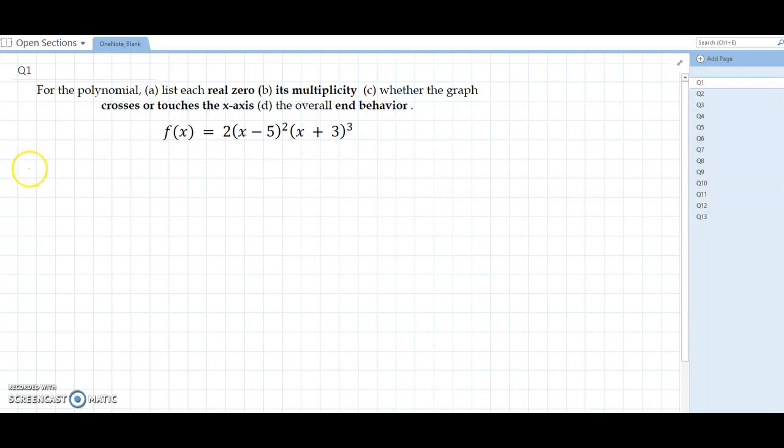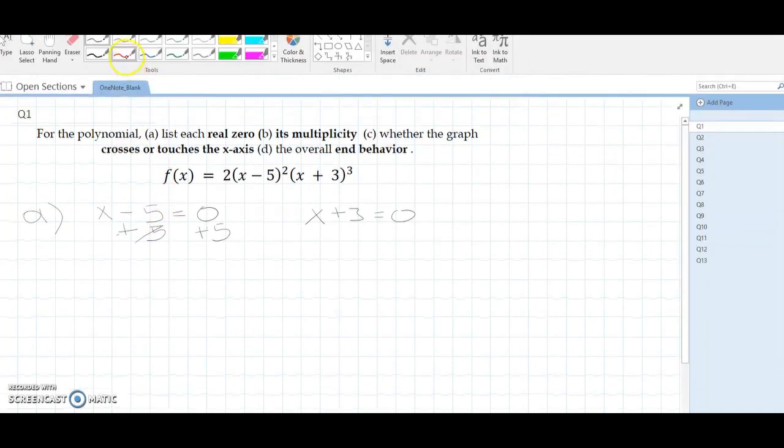In order to find the real zeros, we have to set every parenthesis equal to 0. x minus 5 equals 0. We have to add 5 to both sides of the equal sign. 5 cancels with 5. Now we have x equals 5.